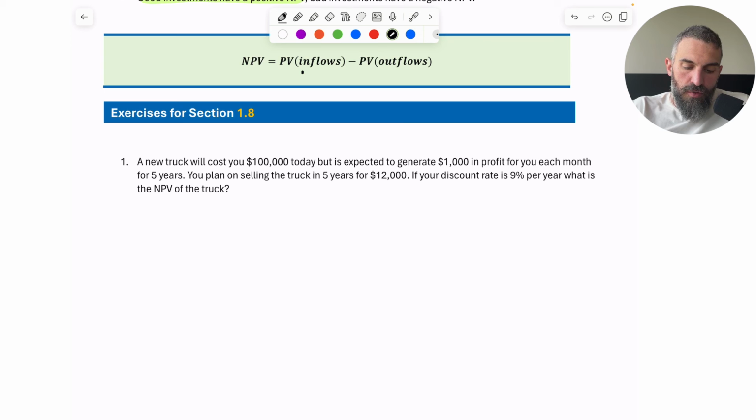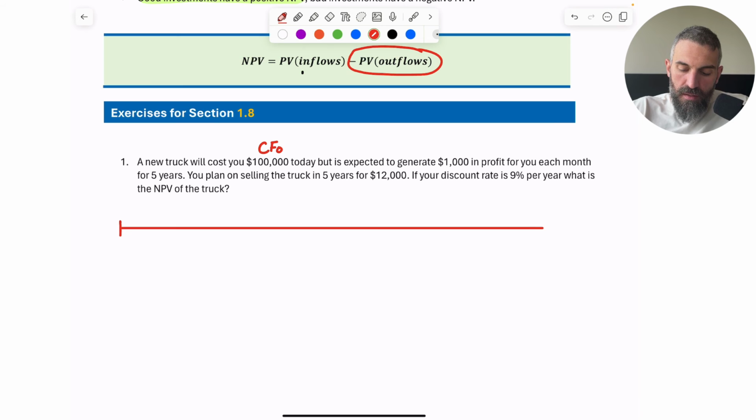Let's solve this first question. A new truck will cost you $100,000 today. So this would be the outflow. This is what we would call the cash flow at time zero. If I were to put this on a timeline, at time zero, I'm spending $100,000, so I'm showing it as negative.